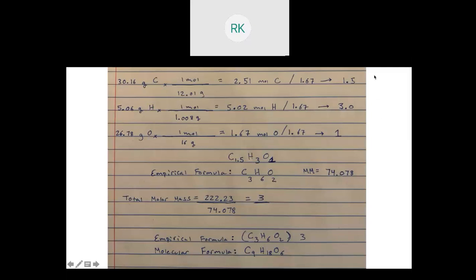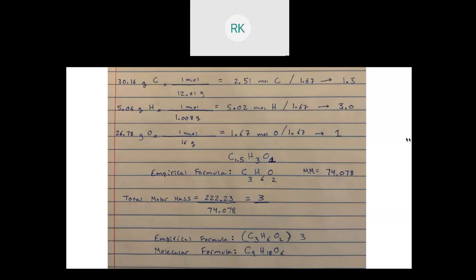Okay, so same process here, right? We're going to take grams of each, so we have about 30 grams of carbon, about 5 grams of hydrogen, and 26.78 grams of oxygen. We're going to use their molar masses to convert from grams to moles, right? That's our first step, or really kind of our second step, but we already had it in terms of grams, right? So our next step would be grams to moles. What we find is we have 2.51 moles of carbon, 5.02 moles of hydrogen, and 1.67 moles of oxygen.